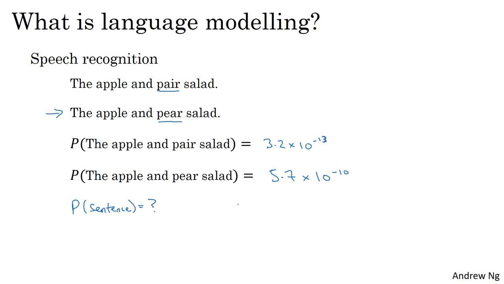And so the basic job of a language model is to input a sentence, which I'm going to write as a sequence, y1, y2, up to yTy. And for a language model, it'll be useful to represent the sentences as outputs y rather than as inputs x. But what a language model does is it estimates the probability of that particular sequence of words.